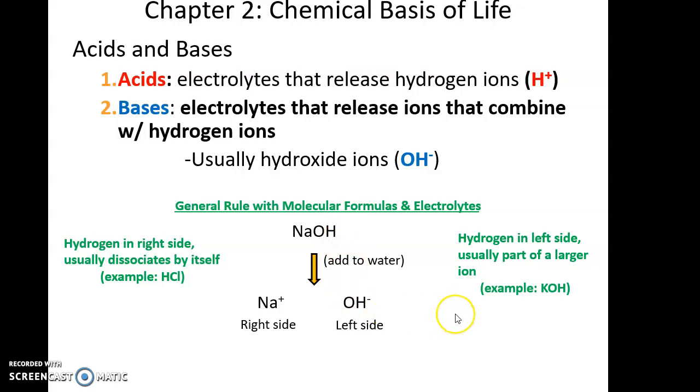So this is just a way to try to help you know when the hydrogen is going to be a hydrogen ion versus some other kind of ion. And again, I'm doing left and right based on my patient's view. So this is the right side of the patient. This is the left side of the patient.